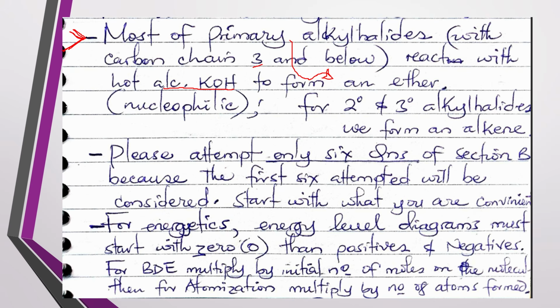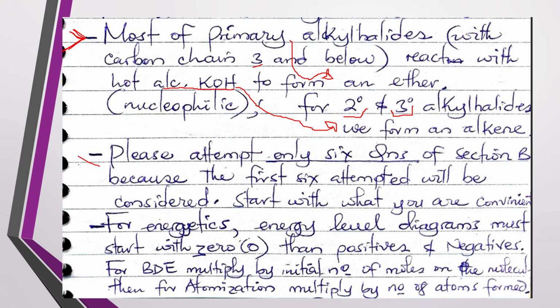How can you form an alkene from that? You simply heat it with aqueous sodium hydroxide to get an alcohol, and then use concentrated sulfuric acid at 180 degrees Celsius to get a corresponding alkene, which you're looking for. But we can't get an alkene when you're using alcoholic potassium hydroxide. So take note of that. But for secondary and then tertiary alkyl halides, for those ones we can easily form alkenes when you have used alcoholic potassium hydroxide.